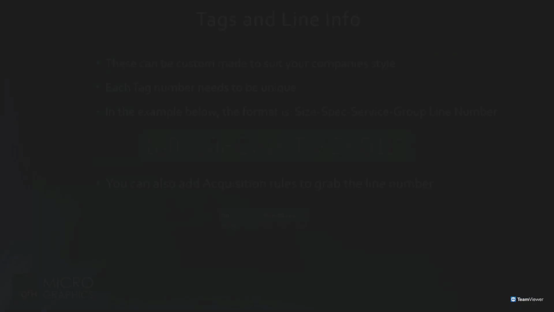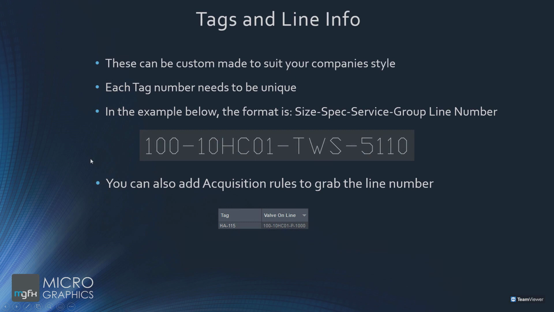If we go on to the next part, which is our tagline and information. These taglines and such are basically information that will be pulled from the line, so you can use it to suit your own company style. And each tag needs to be unique. The main thing that needs to be unique here is this back-end number, which is this 51110 over there, as you can see. In this case, it's going by size, spec, the service, and the actual line number on the end. You can also, by the way, add acquisition rules to grab the line number per component.